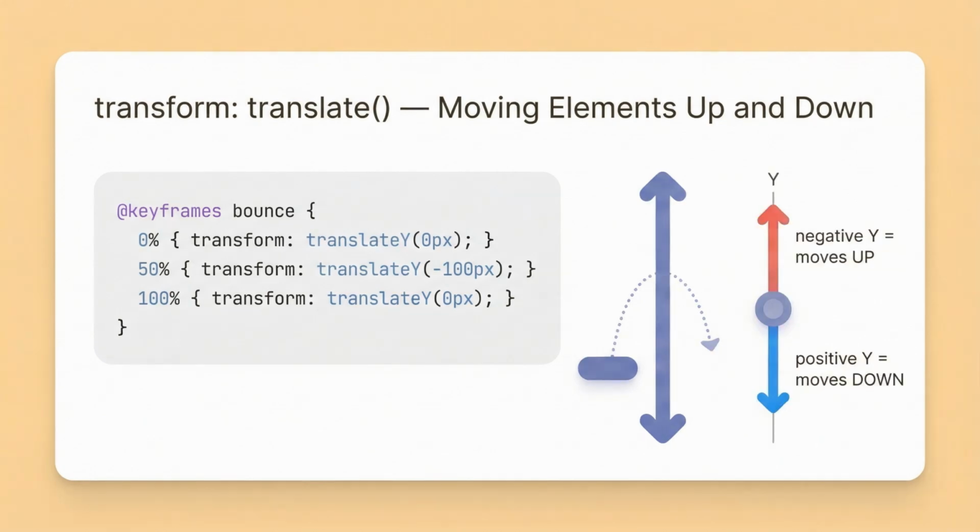This trips up a lot of beginners. In CSS, the y-axis is inverted compared to what you might expect from math class. Negative y values move things up the screen, and positive y values move things down. Keep this in mind whenever you're working with Translate Y in your animations.